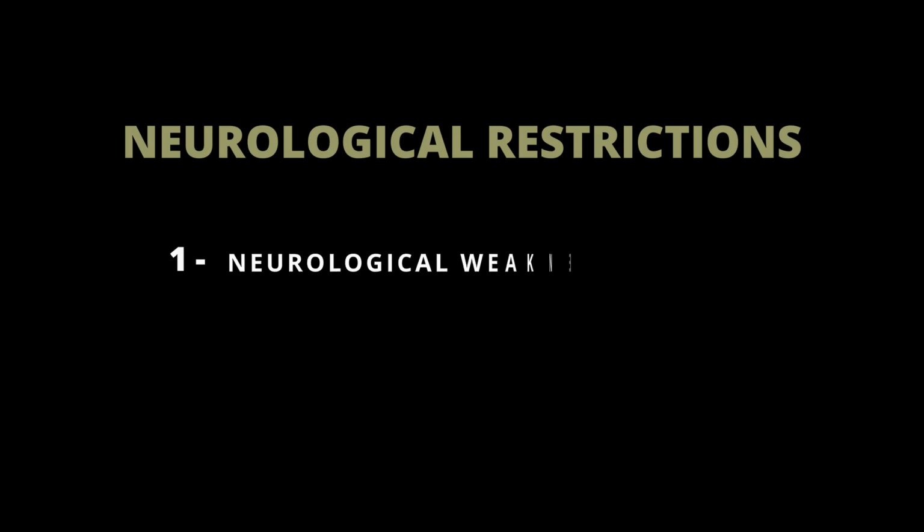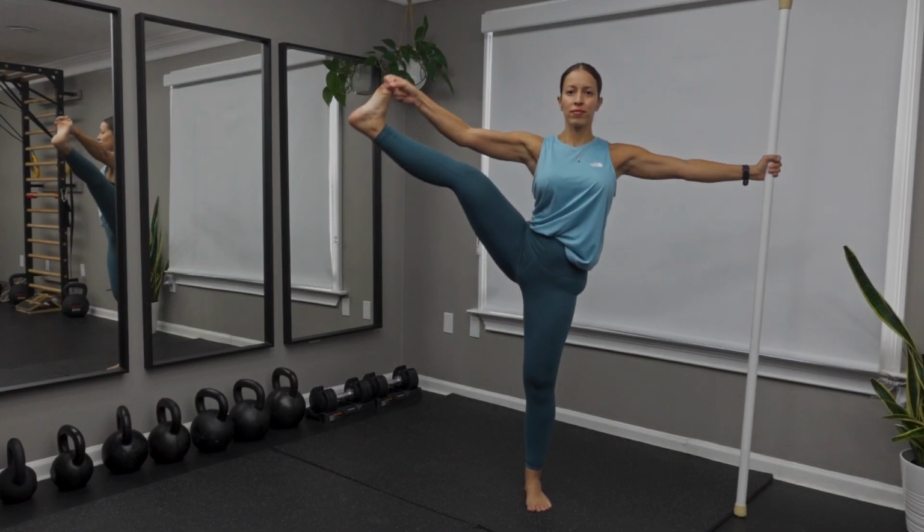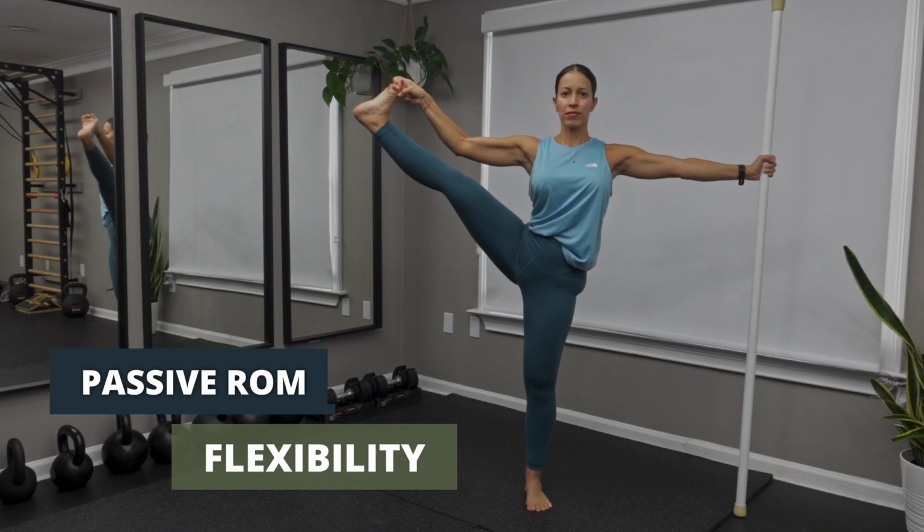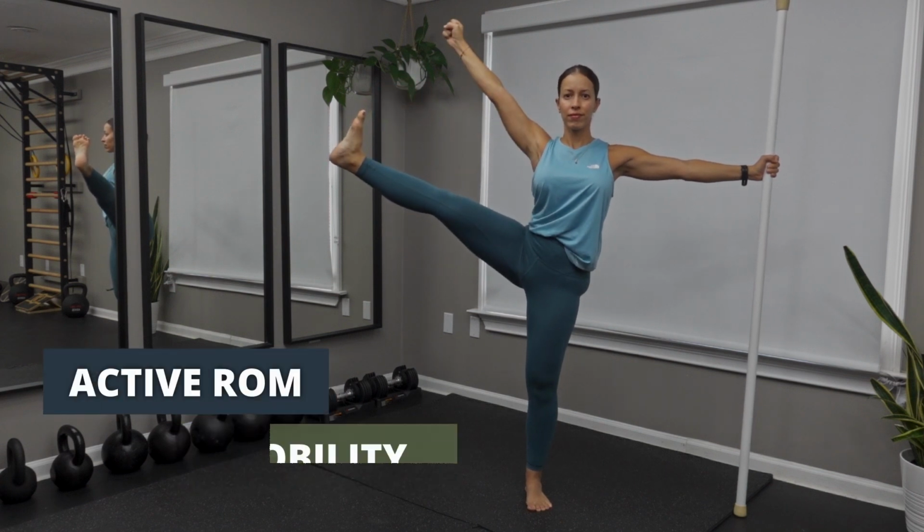Now on the neurology side, there are two examples of limitations. The first example is what we call neurological weakness. So this is just another way of saying that the nervous system doesn't have a lot of drive or strength in that range of motion. Now, when it comes to range of motion, it's important that we distinguish two types. We have passive range of motion, also called your flexibility, and we also have active range of motion, also called your mobility. Where our concern is if you have a big gap between your passive and active.